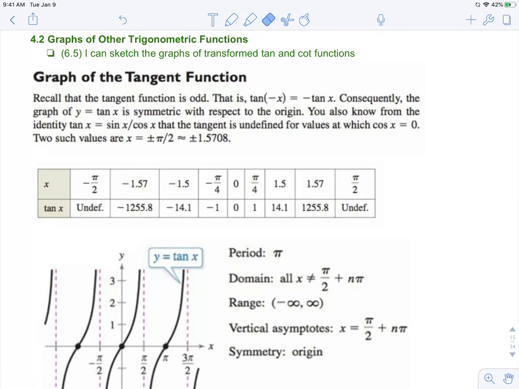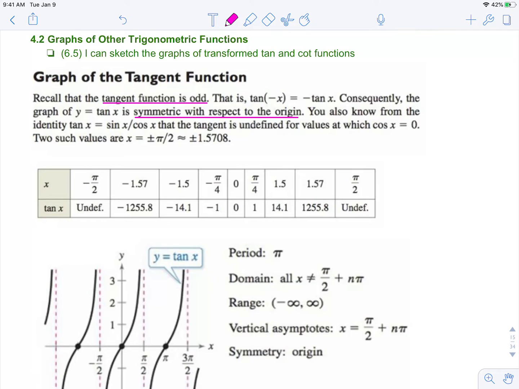So in class, we discovered the shape of the tangent function. This page is basically a summary of what we discovered in class. One thing we didn't talk about in class is that the tangent function is odd, which means it is symmetric with respect to the origin, and you can see that visually.